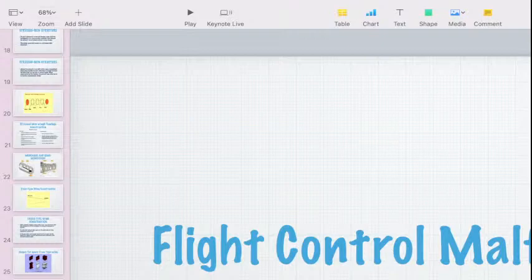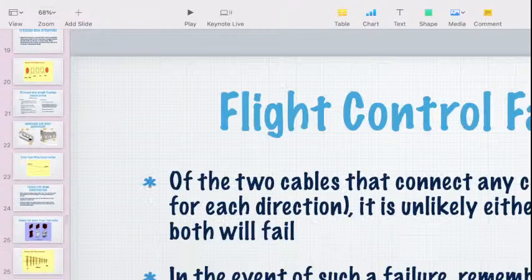Flight control malfunctions. Of the two cables that connect any control surface, one of each direction, it is unlikely either will fail, but especially unlikely that both will fail. In the event of such a failure, remember the trim is a separate cable and still has functionality. Through the combination of trim and one cable, you can conduct an emergency no-flap landing. So just some information so that you guys can understand kind of how troubleshooting could work on these flight controls.